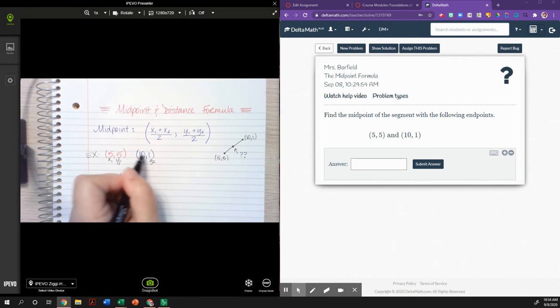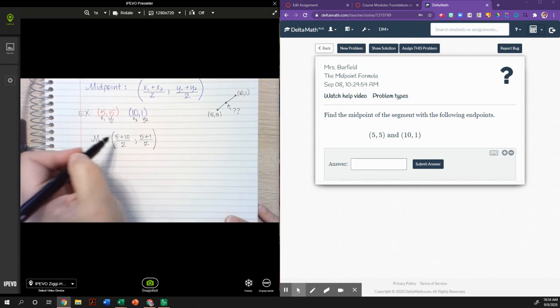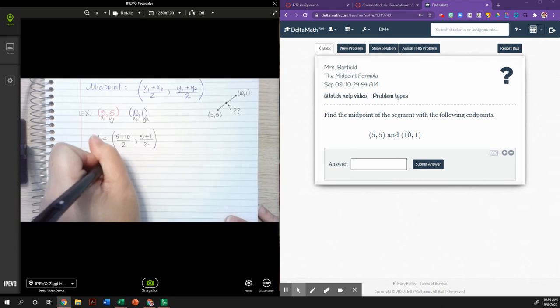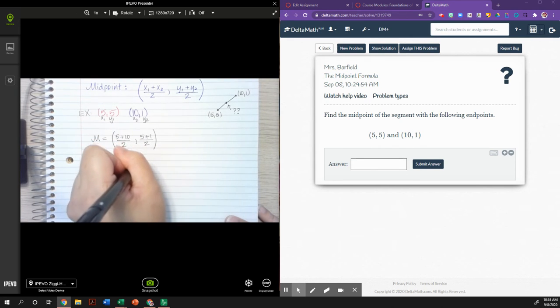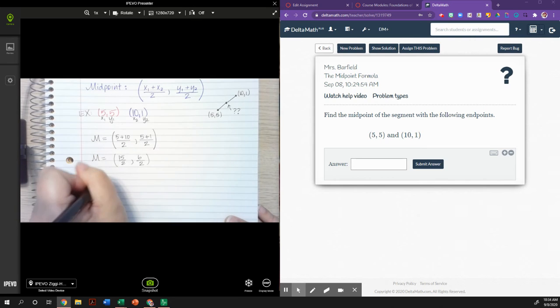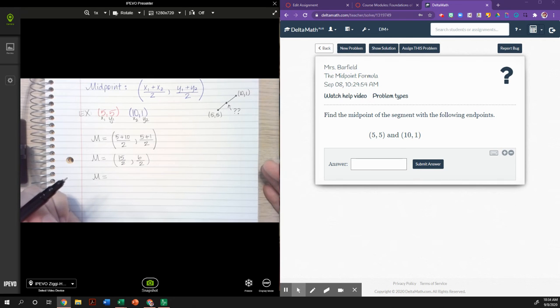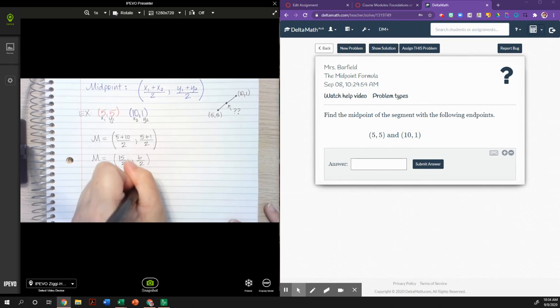Then it tells me to take the y values, 5 plus 1, and divide by 2. All right, now 5 plus 10, so that's 15 over 2. 5 plus 1, that's 6 over 2. Now this is where I don't care if you leave that as a fraction, but honestly, 15 divided by 2 is 7.5. And 6 divided by 2 is 3.